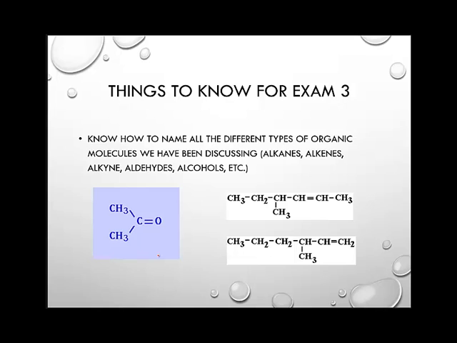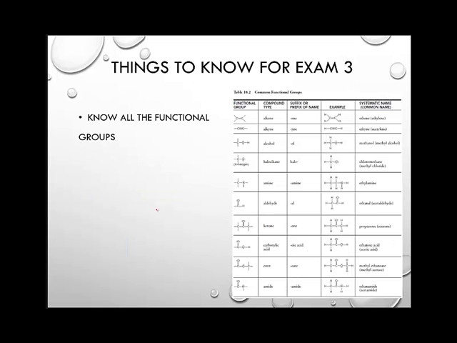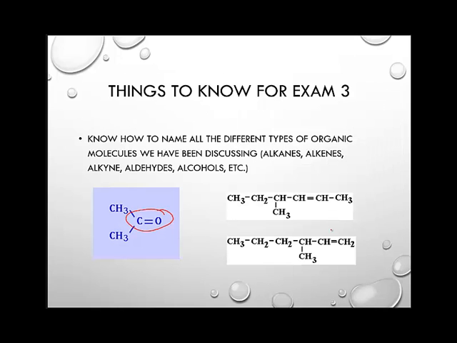Know how to name the different organic molecules that we've been discussing: alkanes, alkenes, alkynes, aldehydes, ketones, alcohols, ethers. For instance, this is a ketone, because if we look back up here, ketones are here. It's a carbon with a double bond oxygen with carbons on either side. Figure out how big our longest chain is. So it's 3. 3 is prop. So instead of propane, you take off the E, so it becomes propanone.